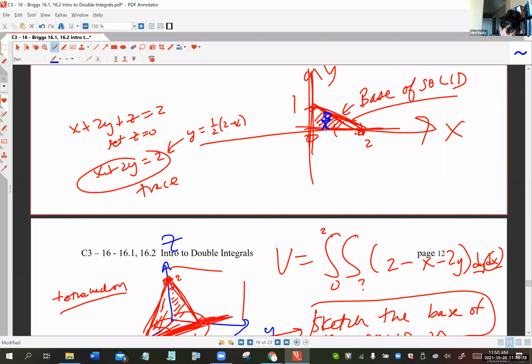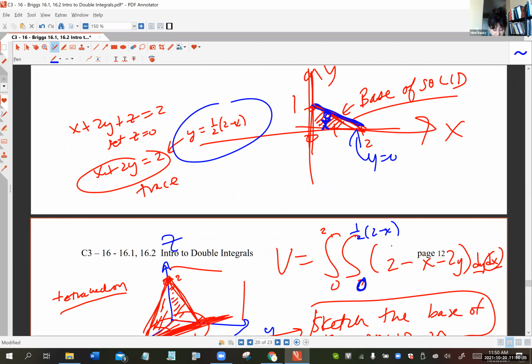Put your little man in there. His feet are firmly planted on the x-axis, which has the equation y equals 0. His head is on the diagonal line, which you already solved for y: y equals a half (2 minus x). And folks, that is the volume.